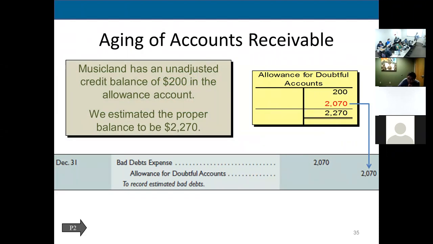So here, Music Land, we have the same unadjusted credit balance of $200 in the allowance account, and we estimate that we need $2,270 in that account. So we're going to reconcile $2,070 with the prior $200 balance. Remember, our total account at the end is going to have to equal what it is that we're estimating. So this could be money that was left over from the prior year, or the prior accounting period.